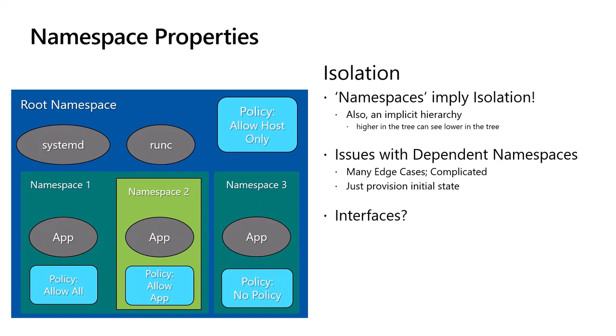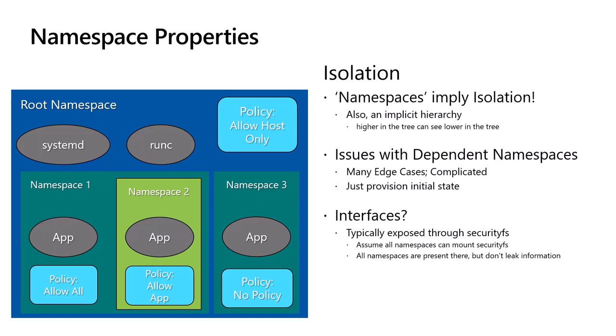Additionally, there are the interfaces. In our example, we said they're exposed through SecurityFS. SecurityFS has one instance across the entire kernel. When you mount SecurityFS in a new place, it brings the whole tree with you, so everyone can see every SecurityFS node. In the case of privileged containers, you can see every single node that you want. So we're just going to assume that all forms of namespaces, or anything that's using our IPE namespaces, can mount SecurityFS and see everything that they care about. And then we need to assume, since that is true, everyone can see the namespaces.